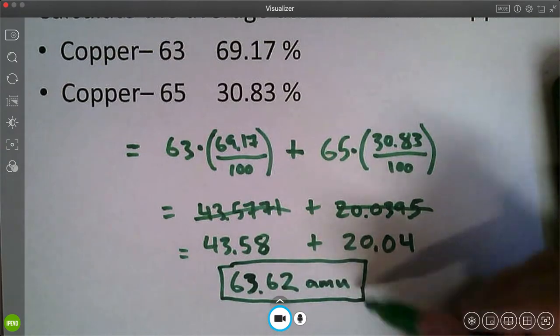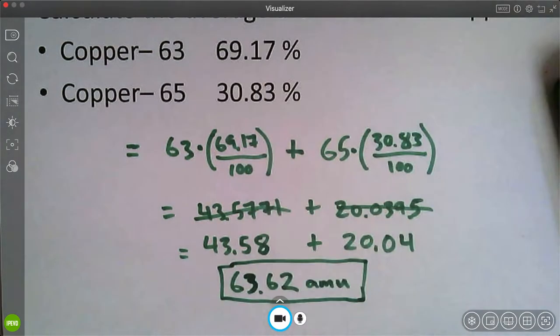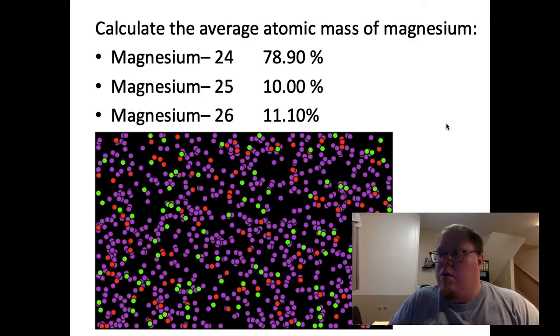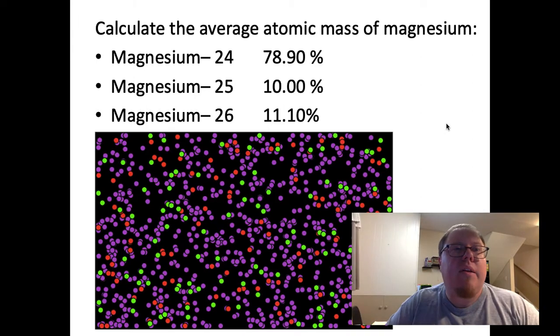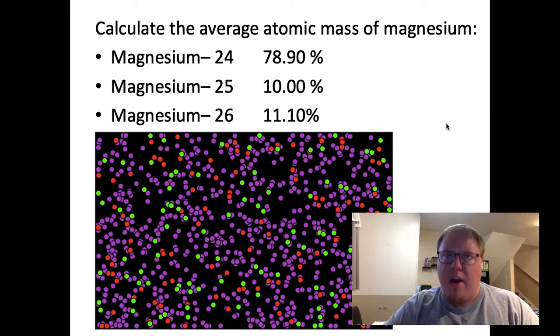It's not 64 because there's more of the 63 than the 65. Okay, so this next problem is magnesium. Magnesium actually has 3 isotopes, and if you were to zoom in and look at them and actually have the isotopes color-coded, it would kind of look like this.